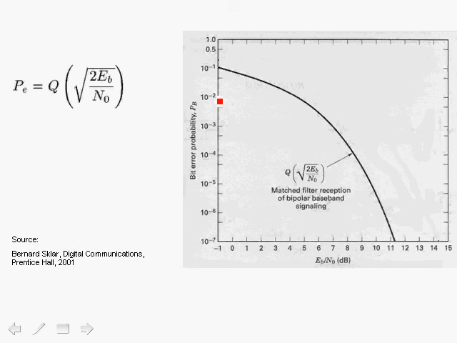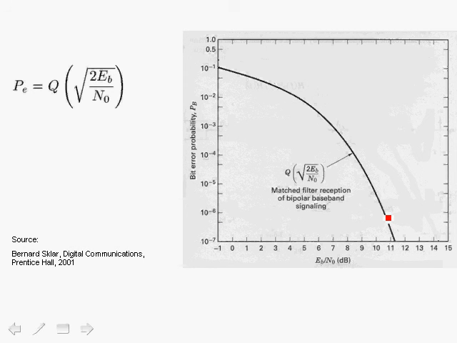Now, here we show a plot of the probability of error, this expression right here, as a function of Eb over N0, and as indicated for matched filter reception of bipolar baseband signaling, which is what we've been discussing. So we get the following curve, where Eb over N0 is expressed in dB, and as Eb over N0 increases, that corresponds to increasing of the signal to noise ratio. And here we have the probability of error, and note that at Eb over N0 equal to 10.5 dB, we get a probability of error of 10 to the minus 6.